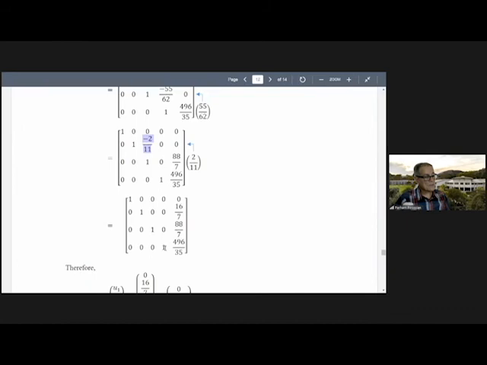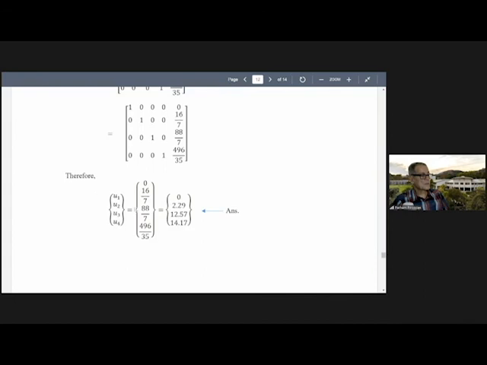As you see, diagonal terms are all 1. Lower triangular elements 0. Upper triangular elements 0. This is already the solution actually. This is our x, u1, u2, u3, u4: 0, 16 over 7, 88 over 7, and so on and so forth. And this is the solution of this system of equations.